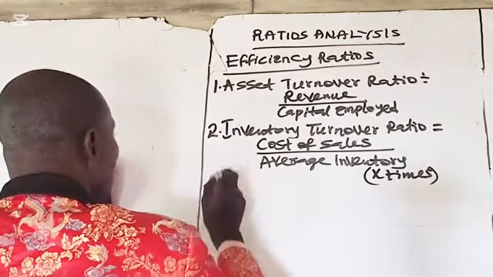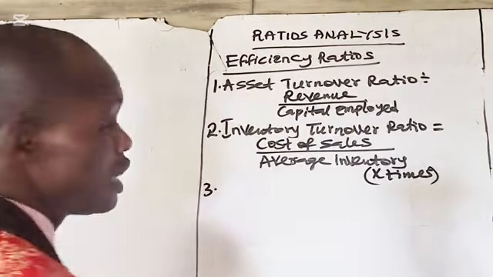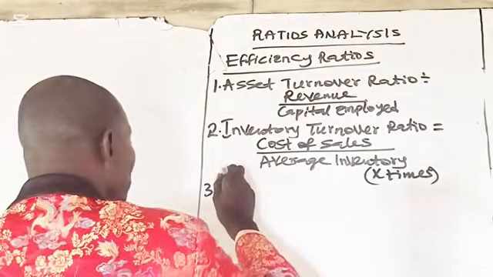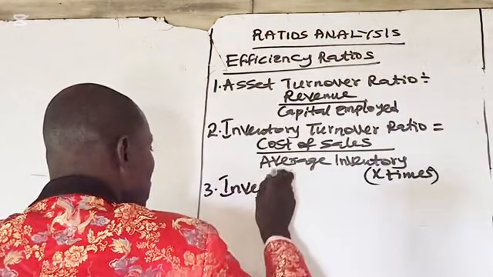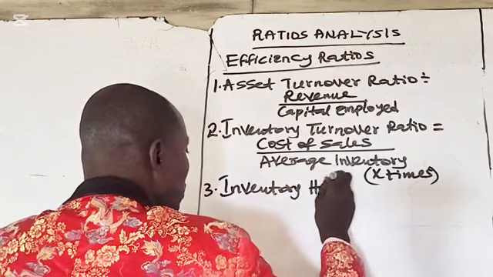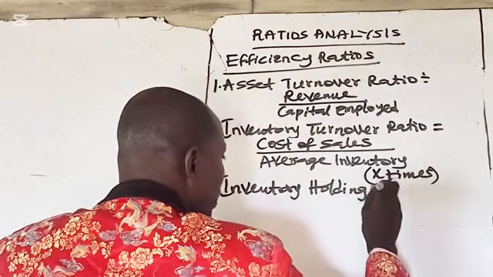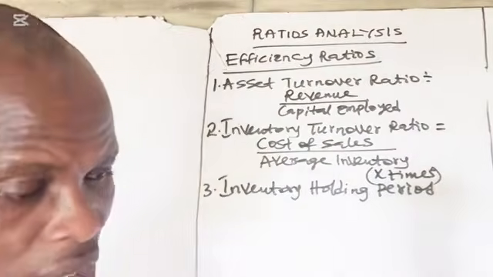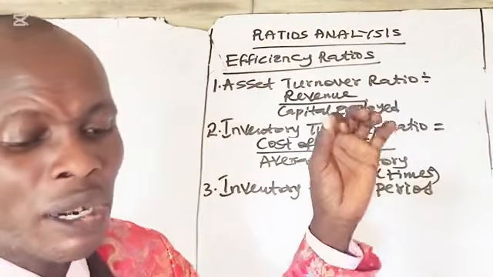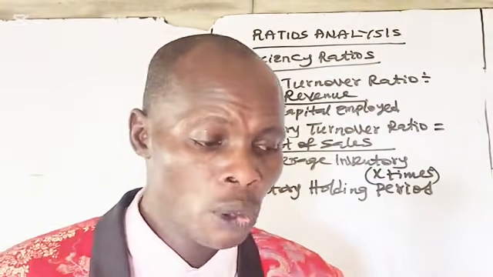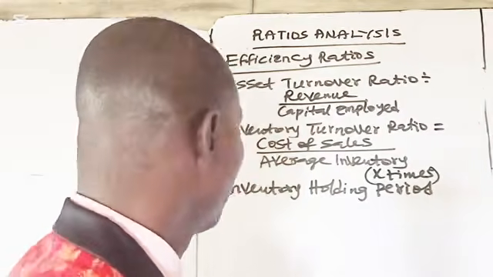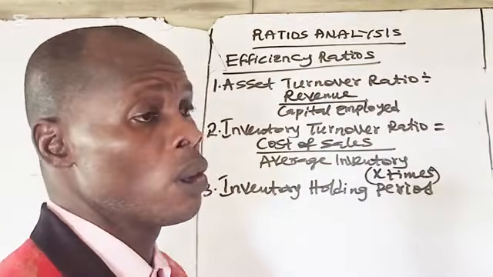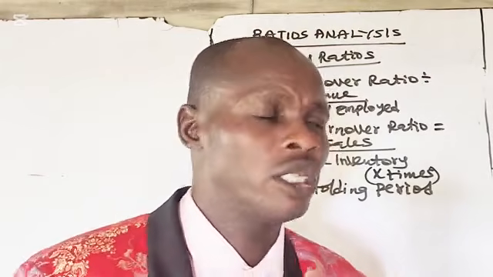Then the third ratio we shall examine is inventory holding period. Inventory holding period measures the average number of days the company holds its inventories. It measures the average number of days in which a company holds its inventory.